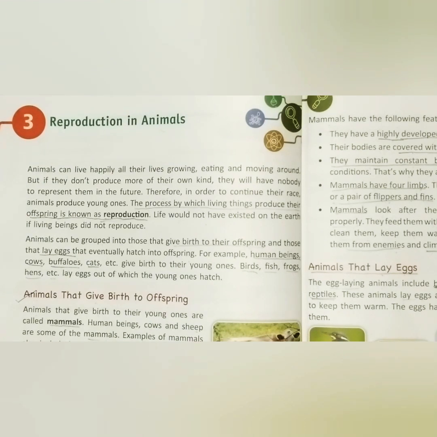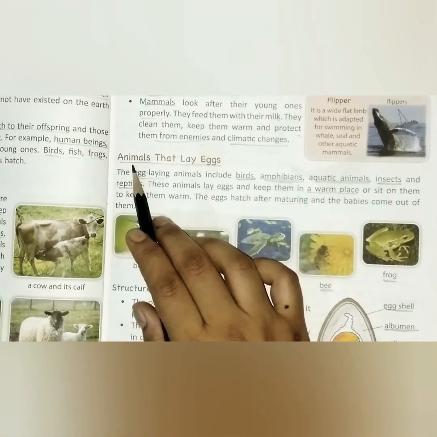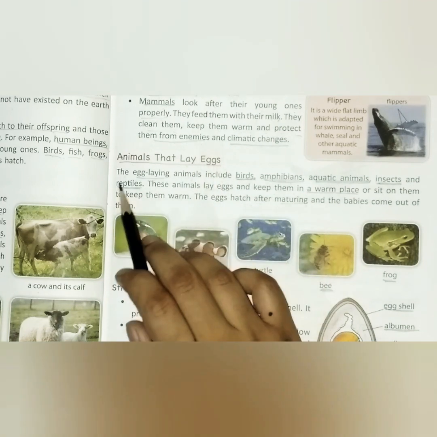After that we learned about the special features of mammals. They have a highly developed brain, their body is covered with hair, and they maintain constant body temperature. Mammals have 4 limbs. Mammals look after their young ones properly. They feed them, etc. Today we are going to learn about animals that lay eggs.